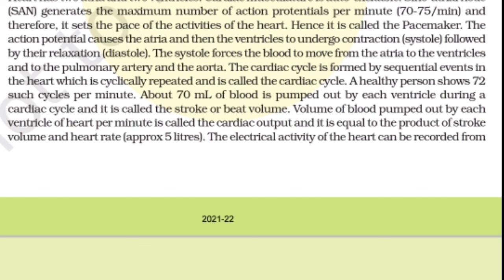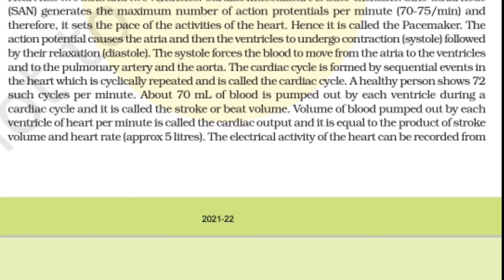The action potential causes the atria and then the ventricles to undergo contraction (systole), followed by their relaxation (diastole). The systole forces the blood to move from the atria to the ventricles and to the pulmonary artery and aorta. The sequential events in the heart which is cyclically repeated is called the cardiac cycle. A healthy person shows 72 such cycles per minute.